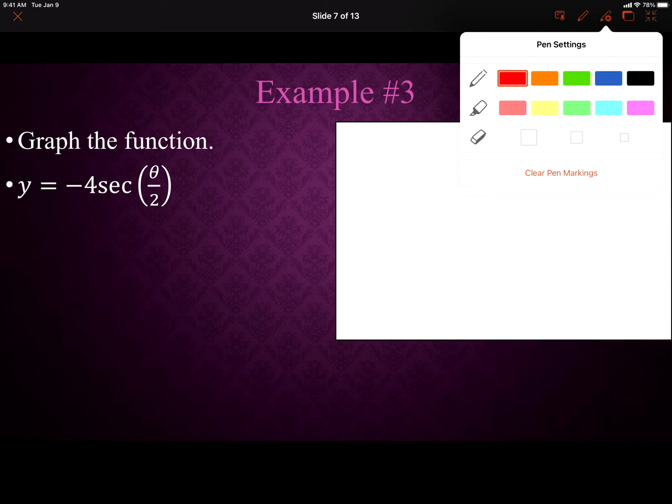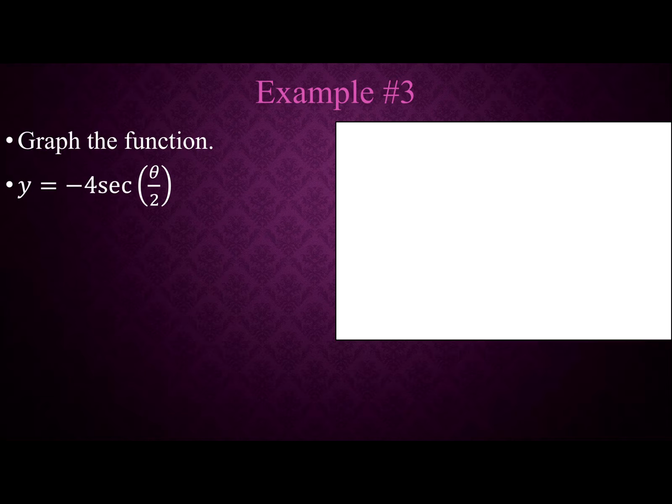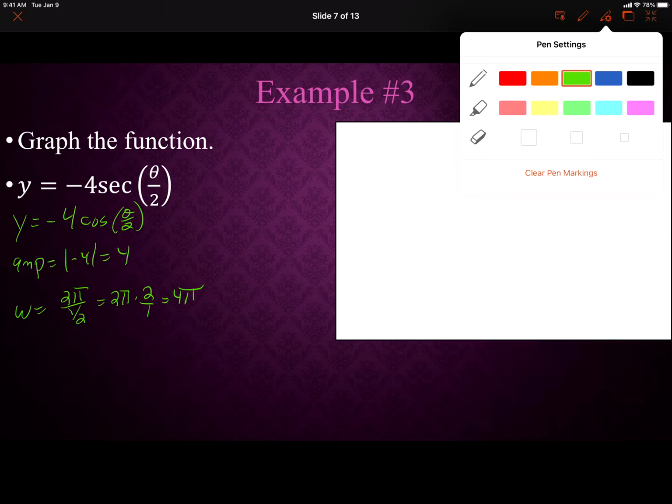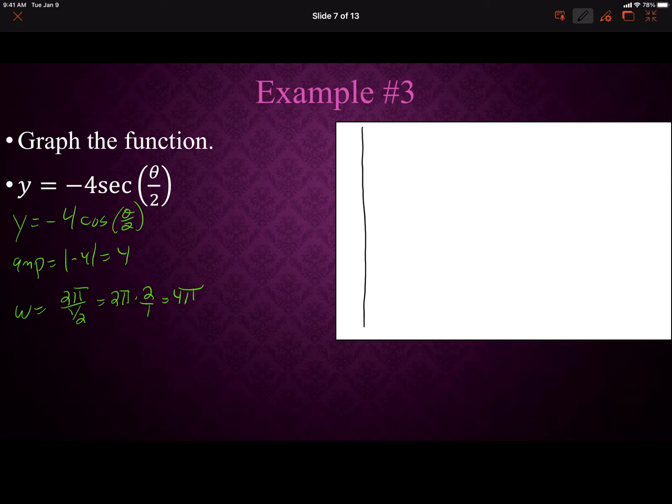We're going to recognize now that this one, because it's secant, is based on cosine. So we're really considering what are the points from -4 cosine of theta over 2. So for that one, our amplitude would be the opposite of -4, which is 4. Our period is 2 pi over 1/2, 2 pi times 2 over 1, which is 4 pi. And then we're plotting those points, again, only considering the positive side of this. We get, and we're going as high as +4 and as low as -4 for the y's.